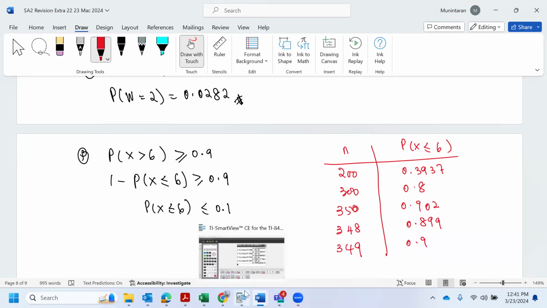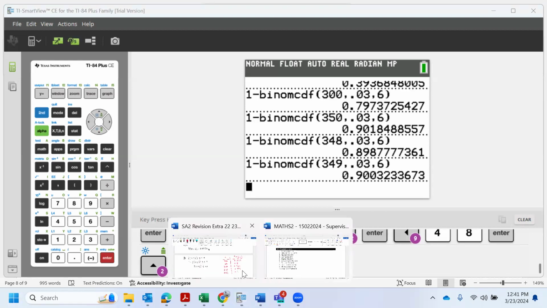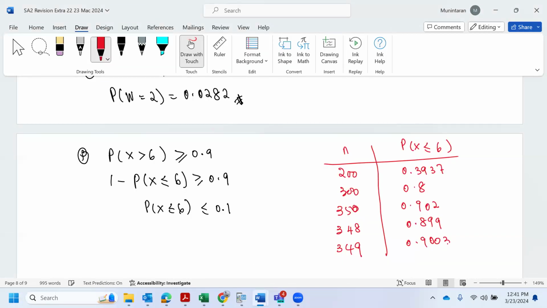0.9003. Okay, 0.9003. It's not the same as what we did before. What we did in class was just at least 1, so that left only 0. But here you have 0, 1, 2, 3, 4, 5, and 6, a lot. So for you to work with that, it's definitely not easy. So you're going to use the knowledge of this trial and error. Therefore, your N is 349.